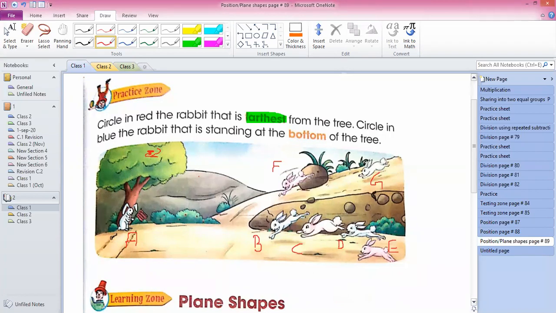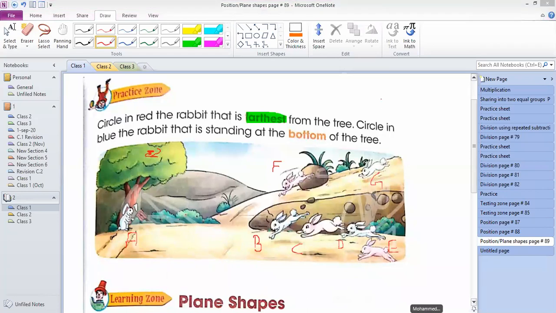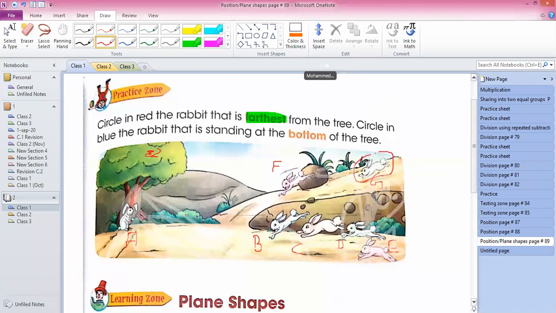Very good, guys, very good. Most of you were right, your answer was correct. The answer is G. This is the rabbit which is farthest from the tree. And many of the students answered it. So the answer is G.